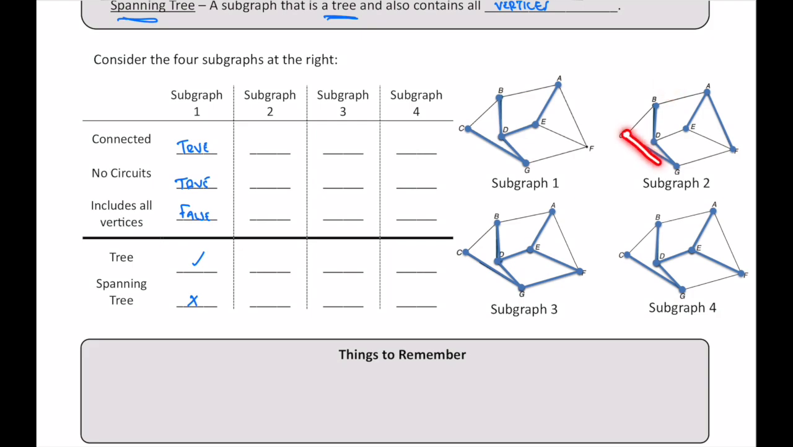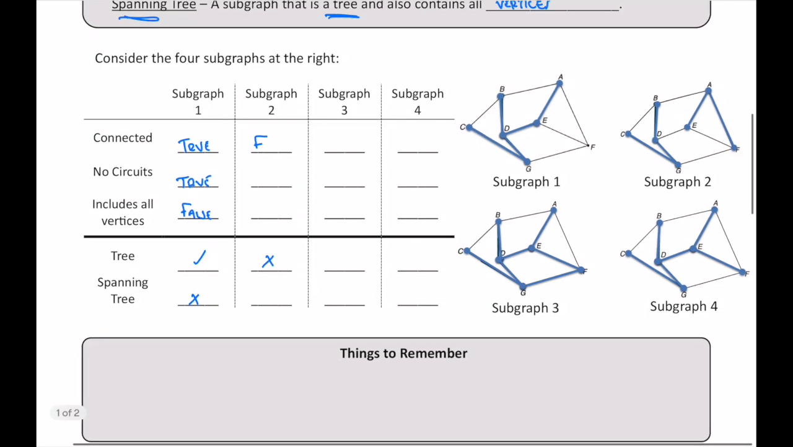We've got this section from C to G to D to B, and then E to A to F. Those are separated. In a way, I can draw a line that splits that into 2 different parts. So that's an example of where our subgraph is not connected. So I'm going to say F for false. I don't even care that there are no circuits. That is not going to be a tree because there are 2 different parts. That's what it means to be not connected.